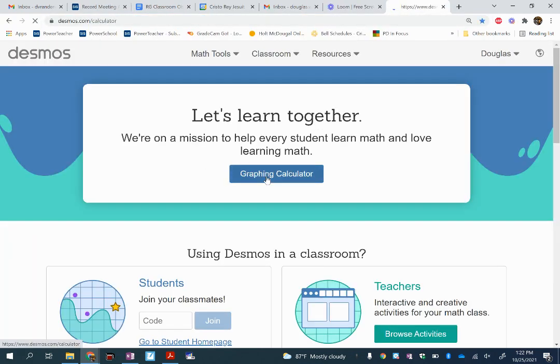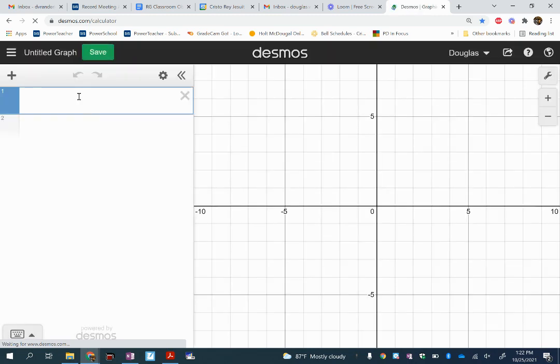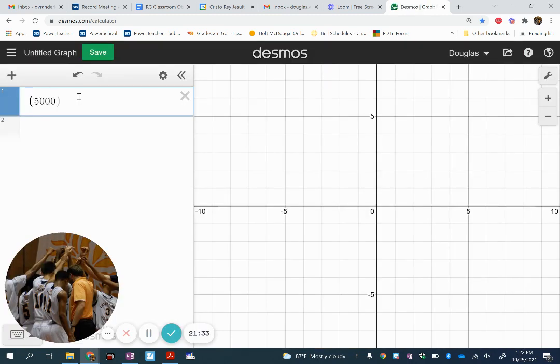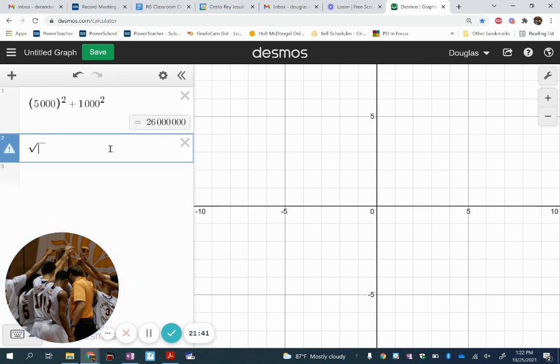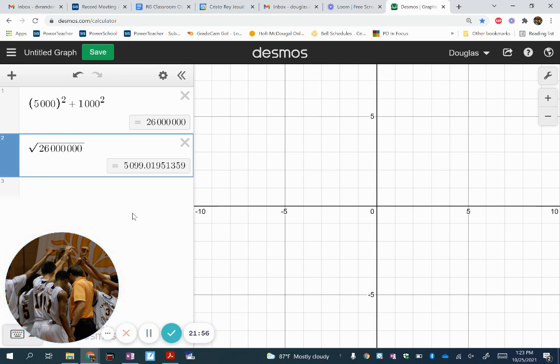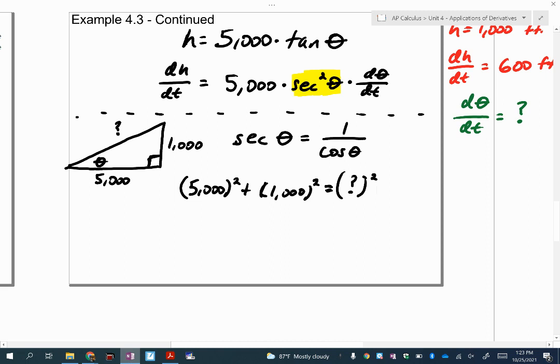All right, so I'm going to do 5,000 squared plus 1,000 squared, and then take the square root of that, of 26,000,000. It's going to be 5,099.01951351359. I'm just going to write the rounded value right now, but when I come back to do this, I'll use the one that's not rounded. So I'm just going to round it to 5,099. So that is our hypotenuse.